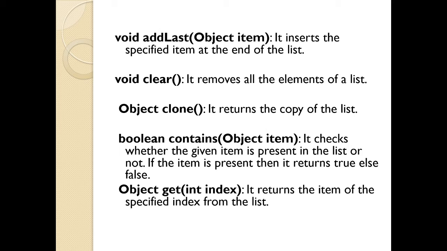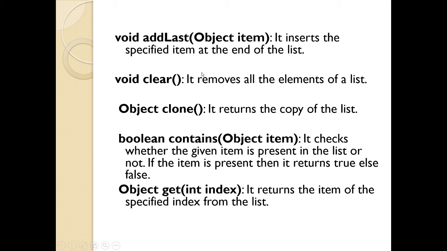Now similarly, I can even add elements to the end of my list. That is called void addLast, taking an object item. It inserts the specified item at the end of the list. So the method will be the same. You need to pass addLast and the object which you want to insert at the end of the list.